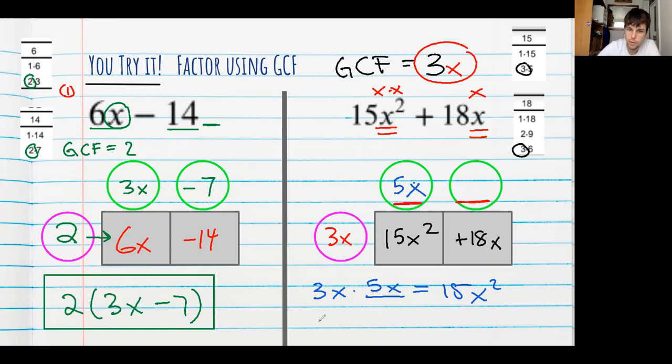Next entry over here, we're doing 3x times something to give us 18x. Our x is already accounted for, but 18, how do we get 18? 3 times 6 is going to give us 18. All right, and that's going to be our answer. We're finished that out. You can double check and make sure it does multiply out correctly, but it does in this case. So here is our factored form. 3x times 5x plus 6.